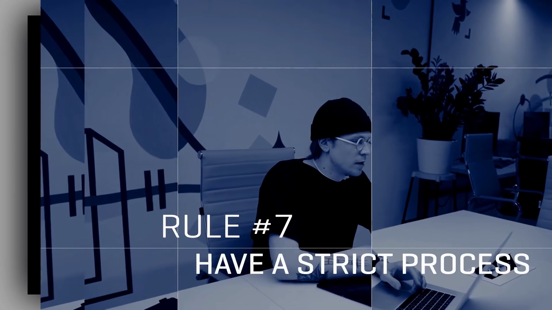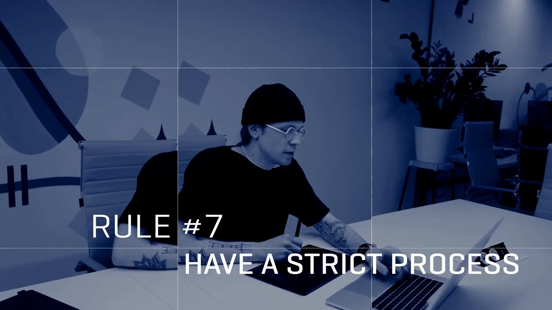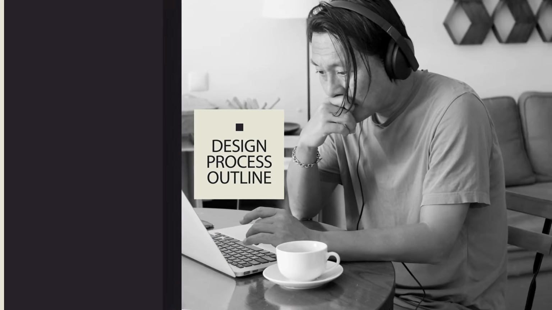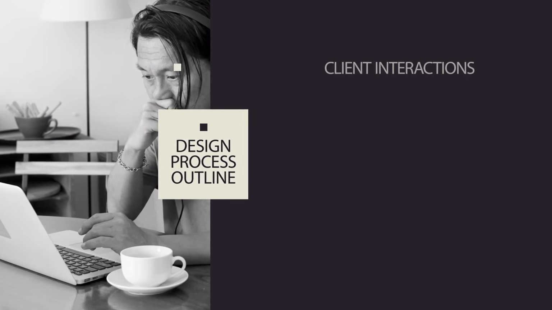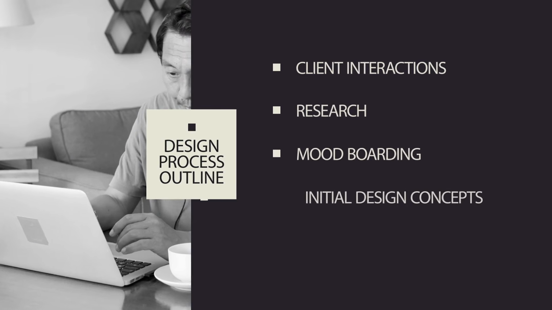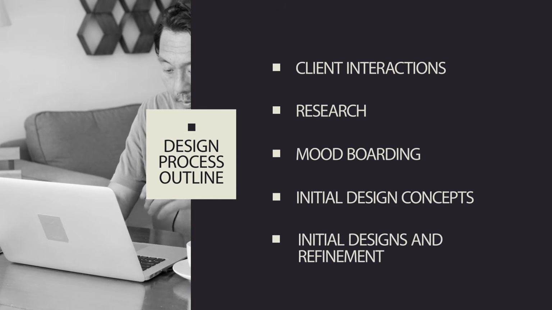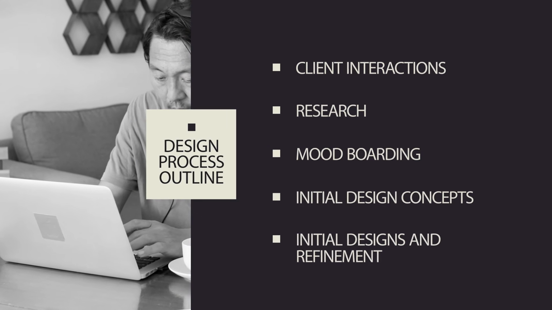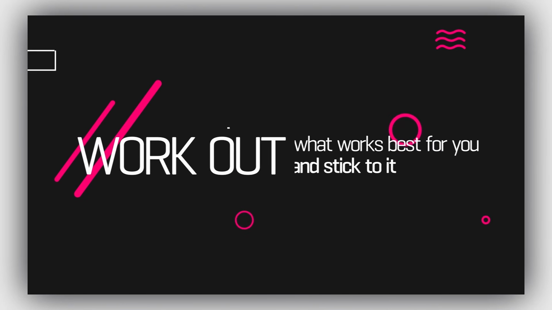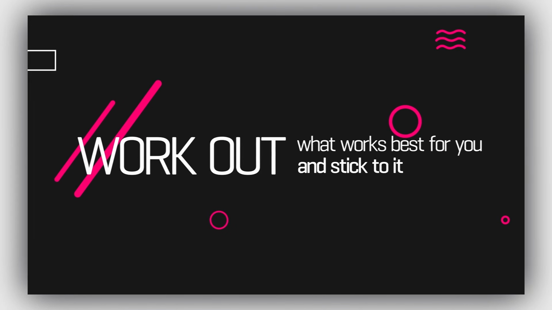Logo design golden rule number 7 is to have a strict design process and to stick to it. So something along the lines of client interactions leading on to research and mood boarding, initial design concepts, initial designs, and then refinement to the final design solution. So yeah, work out your process and what works best for you and then just stick to that process.